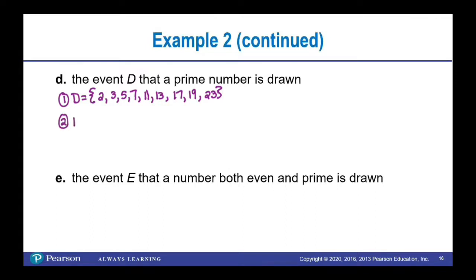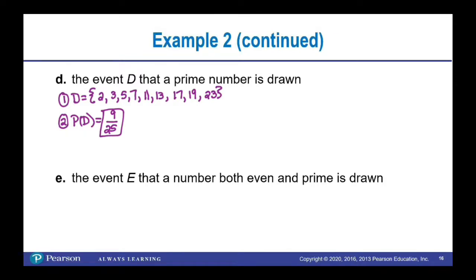And now I'll find my probability. Our notation is a capital P and the D in parentheses. Notice that there are 9 prime numbers listed, so I have a 9 in the numerator, divided by 25 total numbers, gives me a probability of 9 over 25.